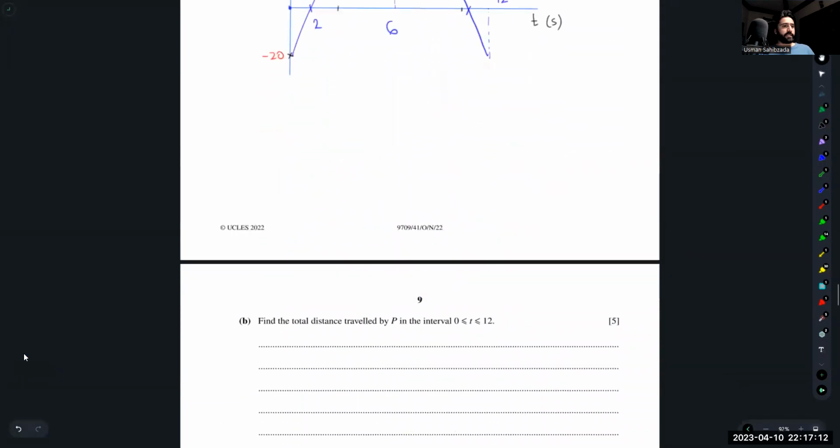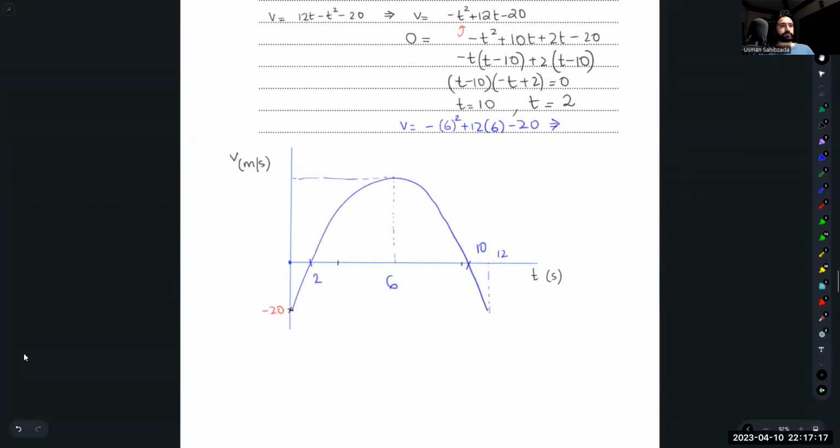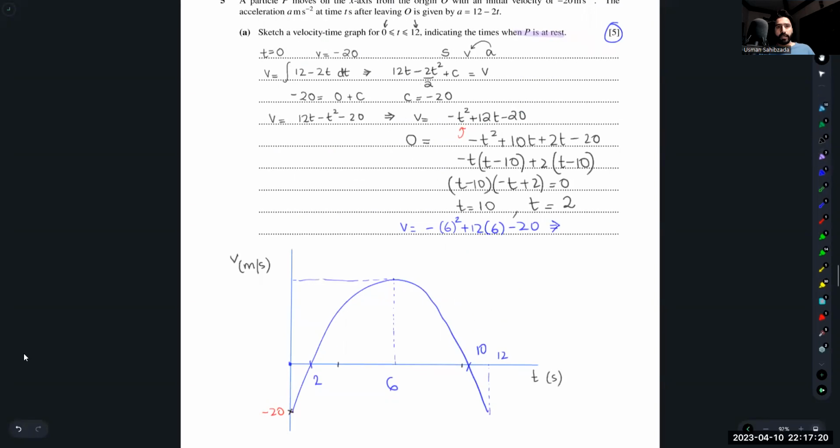All right, then comes the next part. Find the total distance traveled by P in the interval 0 to 12. So distance is broken into 3 different parts. The one below the x-axis I've shaded as green. The one above the x-axis, I'm trying to shade it. Yeah, this is purple. Because they said total distance, it's not displacement.